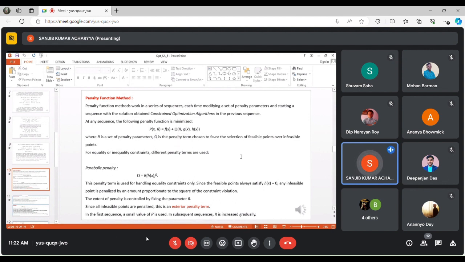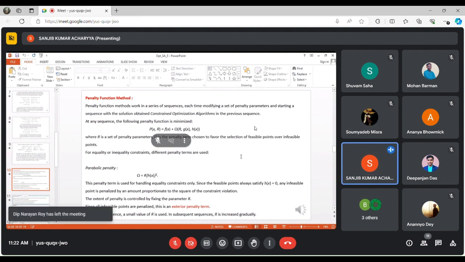h(x) whole square is a specific penalty function which is applicable for equality constraints and for the exterior penalty function approach. Why for exterior? Because it is penalizing in case of an infeasible point. Why is it for equality constraints? Because it penalizes whether h(x) is greater than 0 or h(x) is less than 0. Am I right?